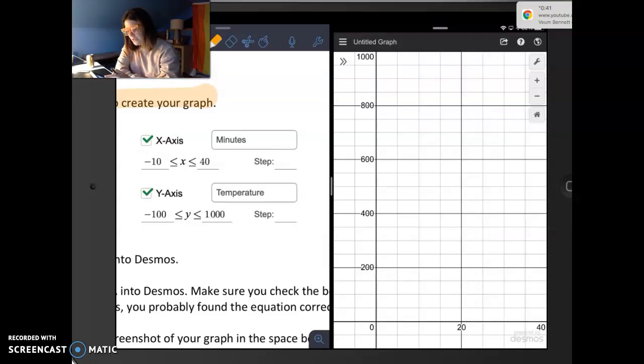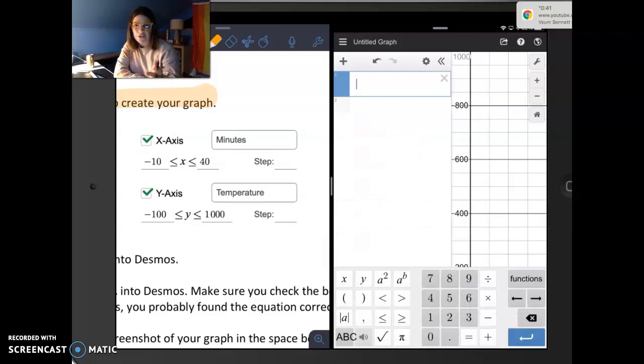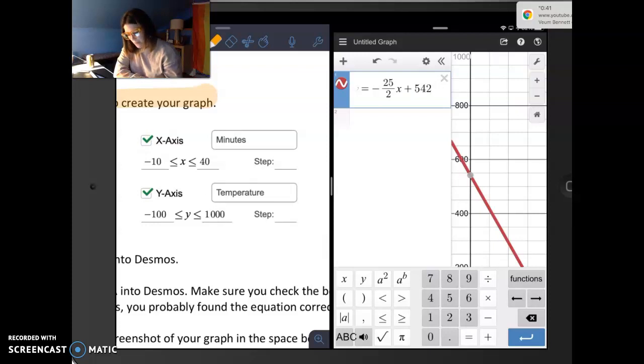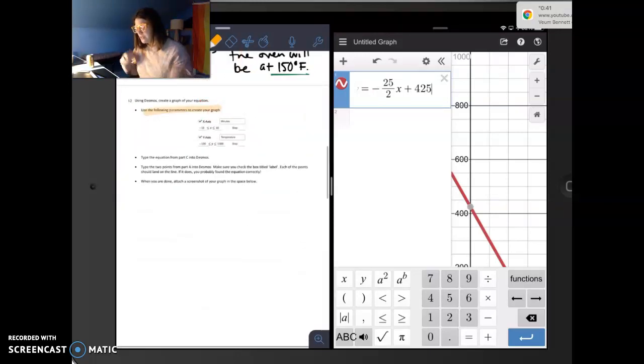Now, what we're going to do is put in the equation from part C from last video where it says y equals, and then remember we want to do -25. All you have to do to make a fraction is press the divide button, and then we're going to press the over button and put an x next to it, and then it was plus 425. And so it says, that's what we did here, type the equation.